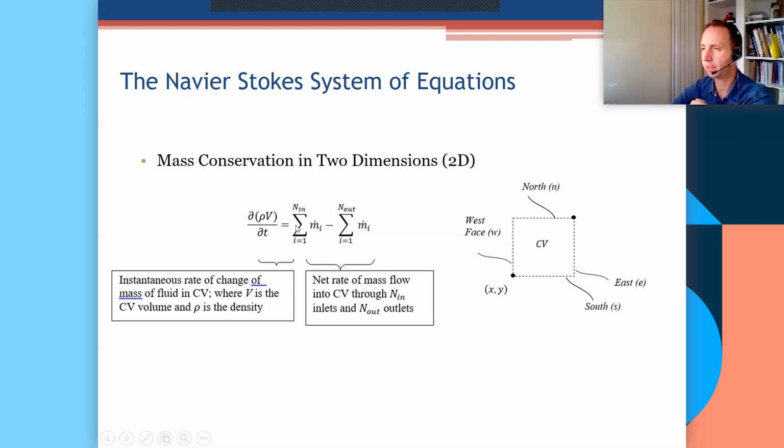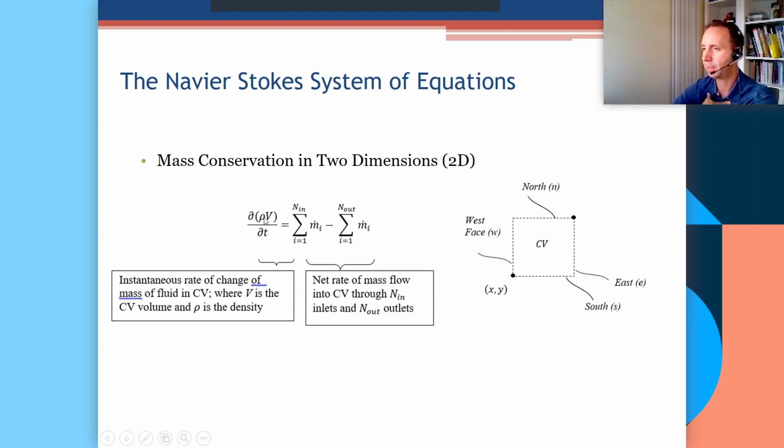And then the left-hand side tells us what is the time rate of change of density times volume. So that would be the density of the fluid inside a control volume. If you multiply density by volume, you get the mass inside the control volume. So V here is the volume of the control volume. So the volume of that square.